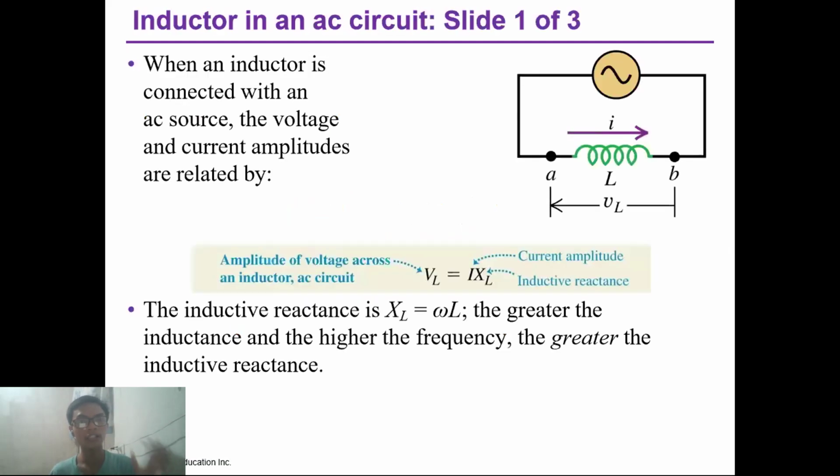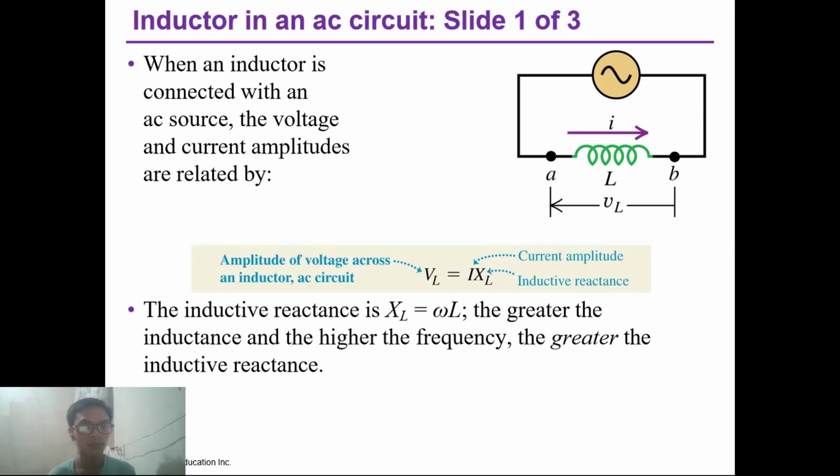So we have here an inductor in an AC circuit. When an inductor is connected with an AC source, the voltage and current amplitudes are related by this formula. V sub L, which is the amplitude of voltage across an inductor in an alternating current circuit, is equal to the product of the current amplitude and the inductive reactance, represented by X sub L.